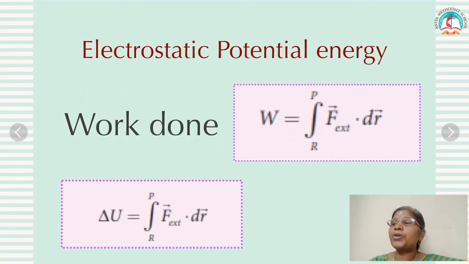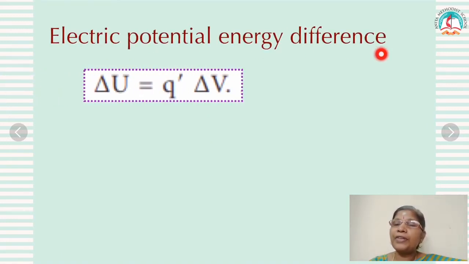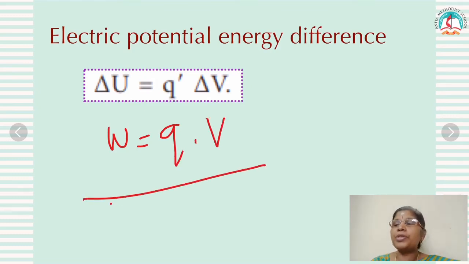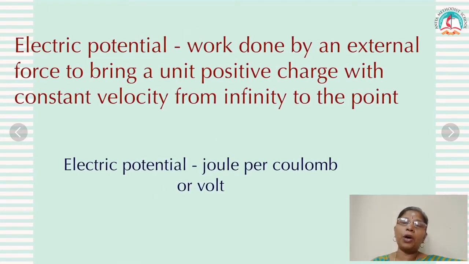The next one is electrostatic potential energy. Potential energy and the work done are equal. So the potential energy is equal to the integral of F dr. You are moving a unit positive charge from one point to another point. That is called electric potential energy. Then how to calculate the potential difference? That is represented by delta U or work done. Both are the same: W equals Q multiplied by V. That gives the value of the potential difference or the work done.